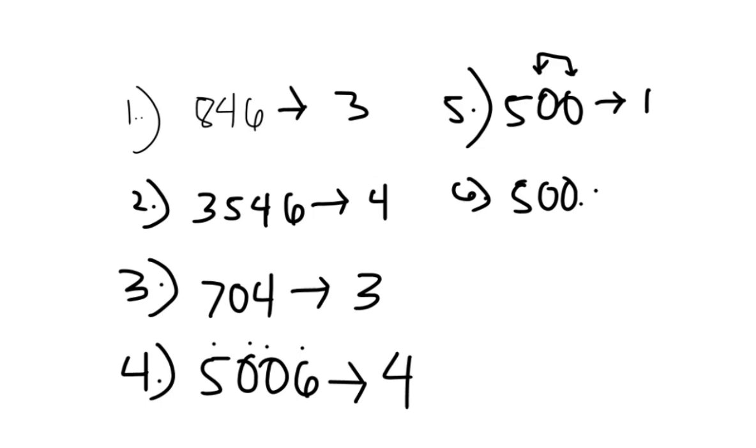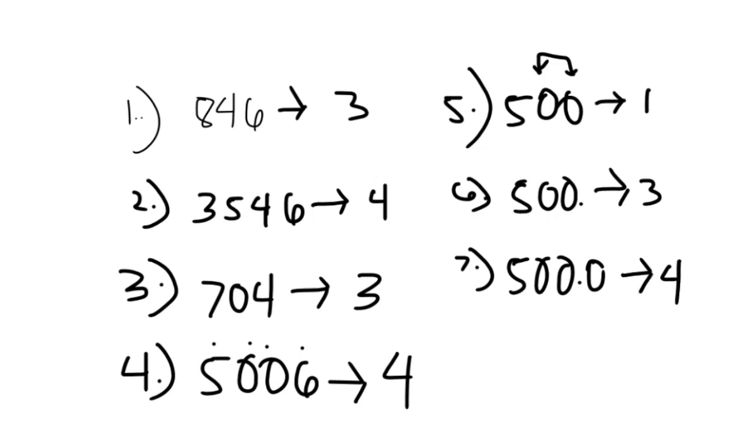And what about 500 with a decimal point? When there is a decimal, it is counted as true. So there are 3 significant figures. If we have 500.0, we will just count it as true, so we got 4 significant figures.